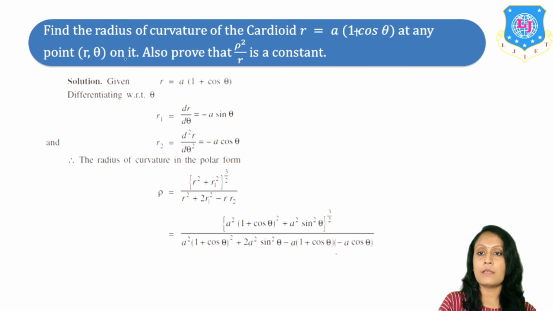Now we will discuss one example. We have to find the radius of curvature of the cardioid r is equal to a(1 plus cos theta) at any point (r, theta) on it.